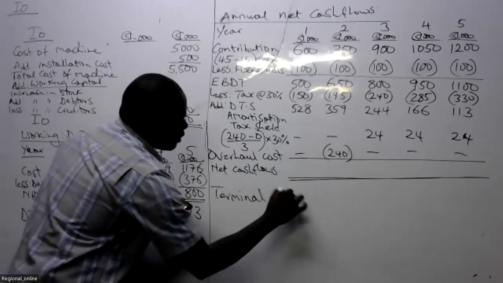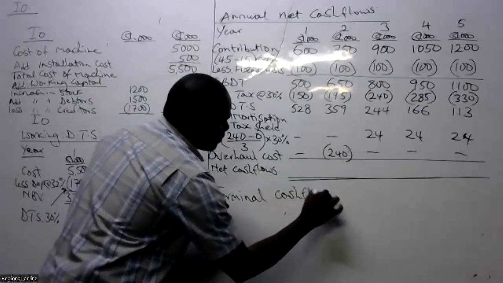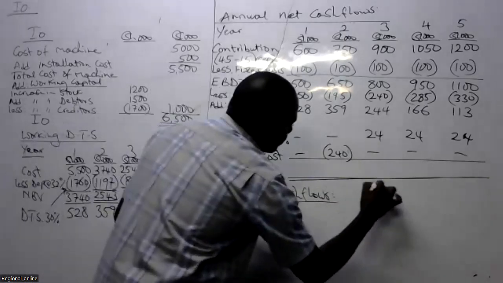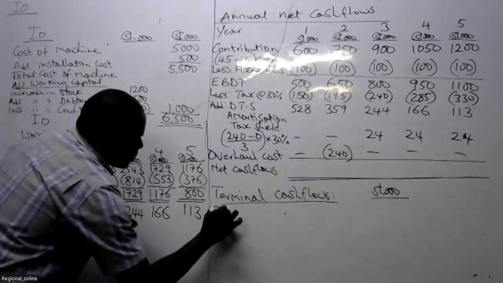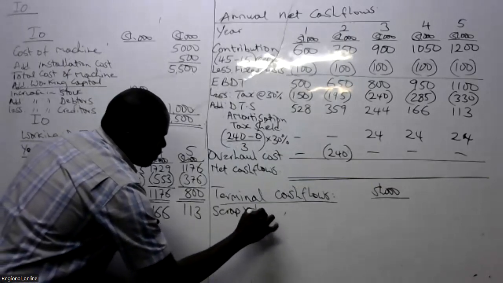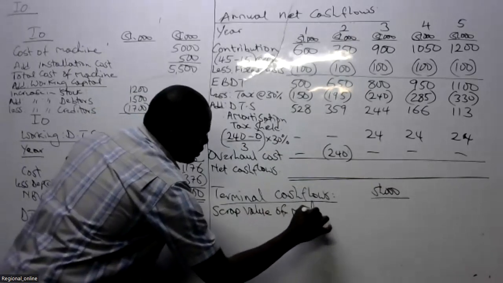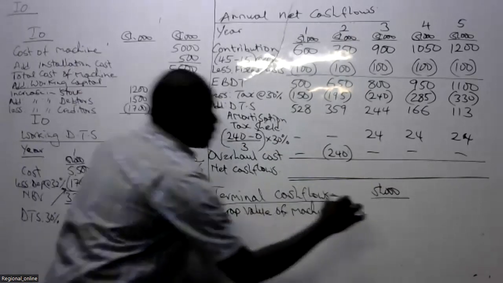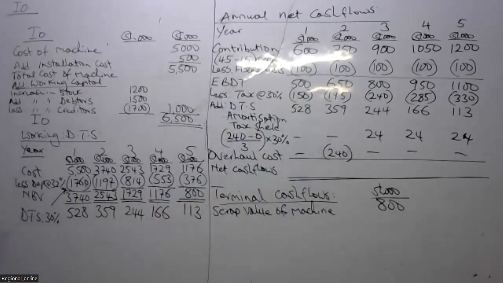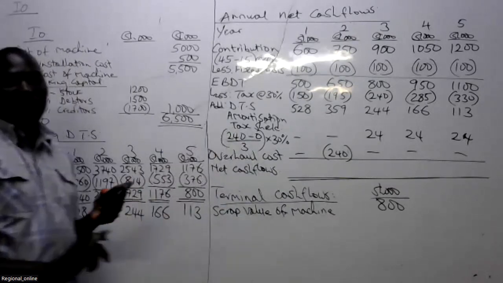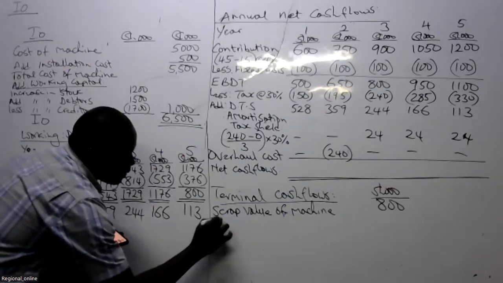What about the terminal cash flows? Do you have the scrap value? Scrap value of the machine of how much? 800. If we had that overhaul, if it had a salvage value we would add it there. Because after 5 years it would also have a scrap value, but unfortunately it is zero. So there is none. So here we simply come and add what?